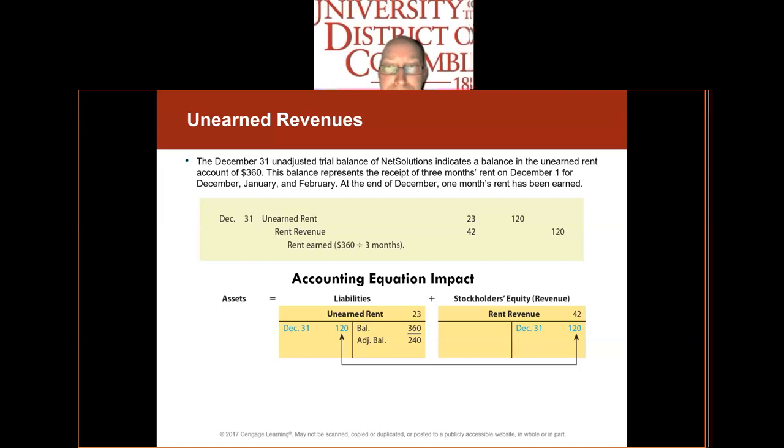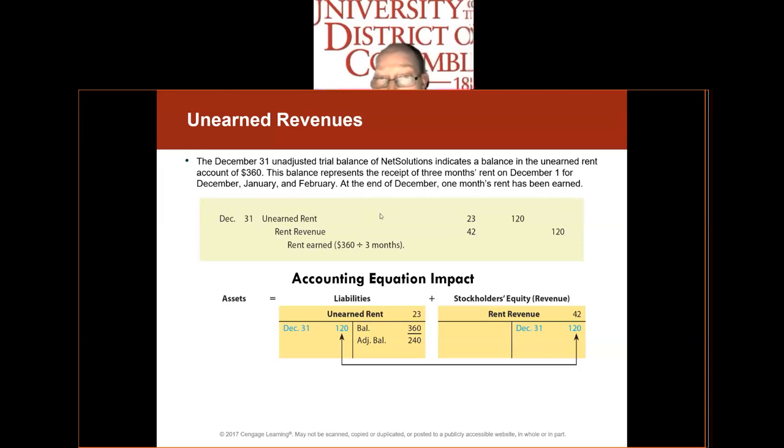Okay, here's another quick example. December 31st, for our company, NetSolutions, we indicate a balance in the unearned revenue account for $360. The balance represents the receipt of 3 months worth of rent: December, January, February. So clearly we've been prepaid for rent from whoever's renting our equipment. At the end of December, we've earned 1 month of rent.